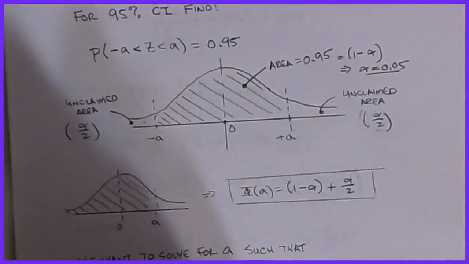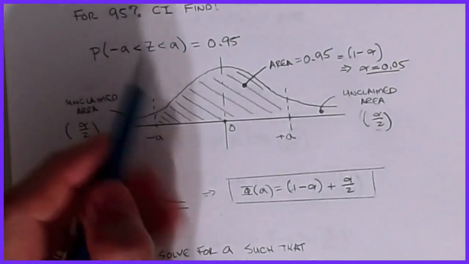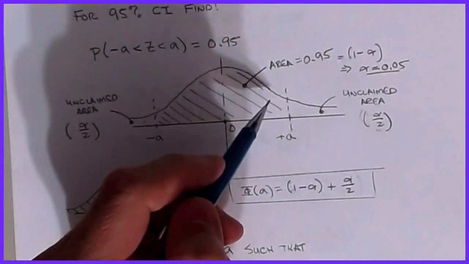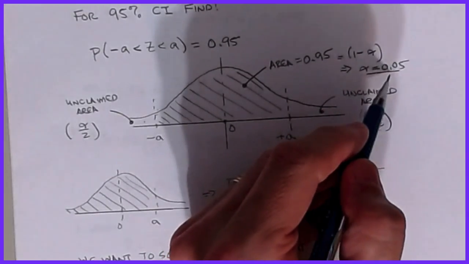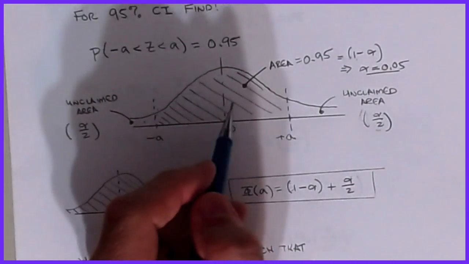And so what we'll look at then is that if this shaded area is 95%, we're going to call that 1 minus alpha. Okay, meaning that alpha is 0.05. It's a 5% alpha problem here.